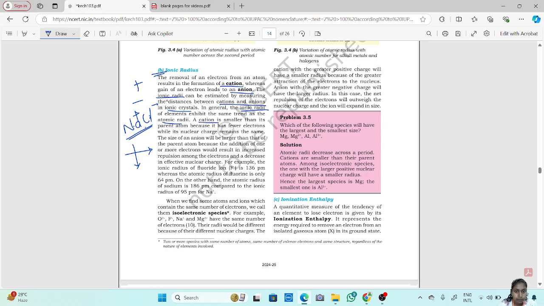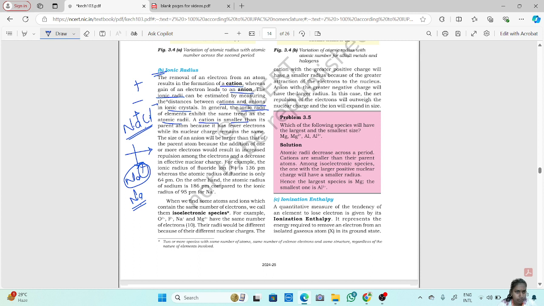So a cation is smaller. If we take sodium, Na plus is a cation. So the Na plus cation is smaller than the complete Na atom, without removing an electron. Compared to this complete Na atom, Na plus is smaller because of its removed electron. The number of electrons is less because we are removing one electron, right?